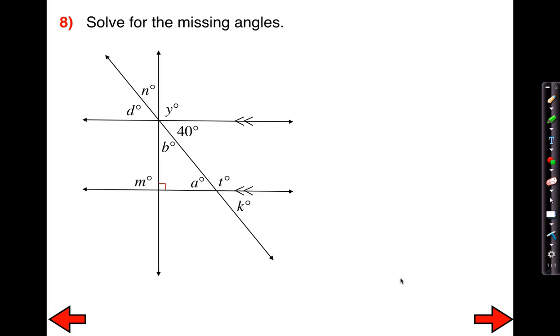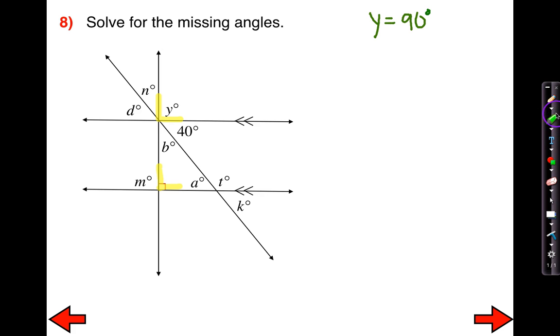Okay, so number 8 is a little bit of a doozy. So I might possibly go in a different order than you, and once again, that is okay as long as you get the same answers as me. That's all that matters. So the first thing I'm going to do is go for corresponding angles. I'm going to say this angle corresponds to this angle. Well, guess what? Since this is 90 degrees, y is also 90 degrees.